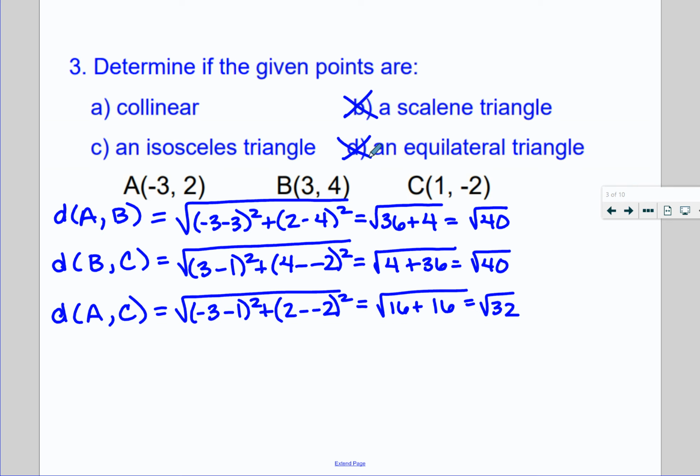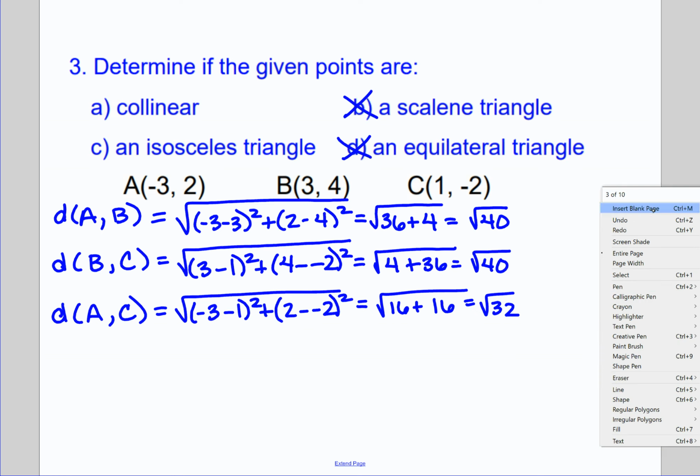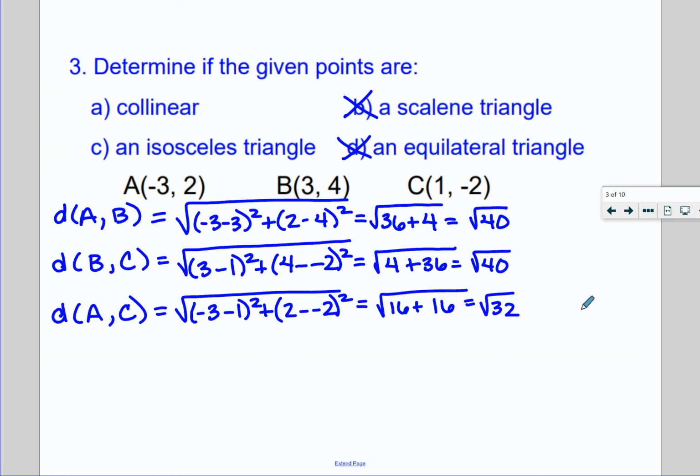So the question is, is it a triangle? And if it's a triangle, is it a scalene triangle? If it's not a triangle, they're collinear points. To determine if they were collinear, if you remember, we said that the two smaller lengths add to the bigger length. Would the square root of 32, which is the smallest one, plus the square root of 40 equal the square root of 40? That's not happening here, right? Okay, so no. So that tells us it's not collinear, okay?